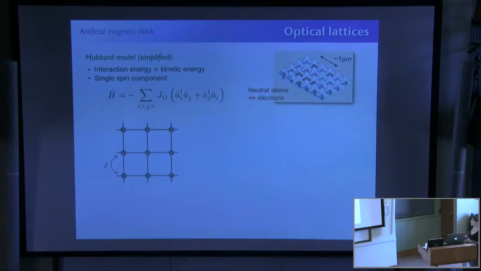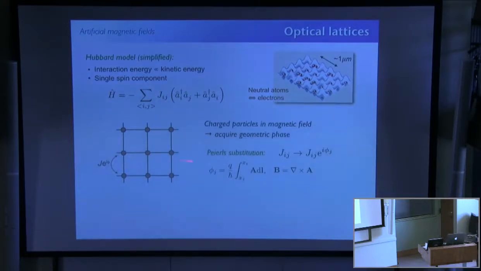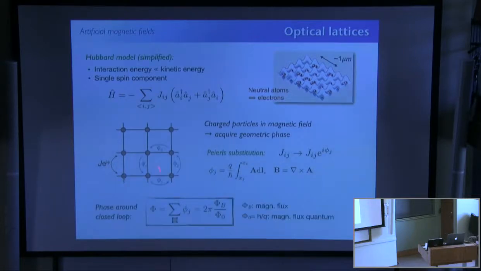But this changes if we think about charged particles that are moving in this lattice potential in the presence of a magnetic field. Because there, the hopping matrix elements become complex. The particles pick up a phase that is essentially the Aharonov-Bohm phase. So it's related to the vector potential that is generating the magnetic field that is present in the system. And if you then think about a particle that tunnels around a closed loop in this lattice, it will pick up a finite phase that is related to the magnetic flux piercing one unit cell of the lattice.